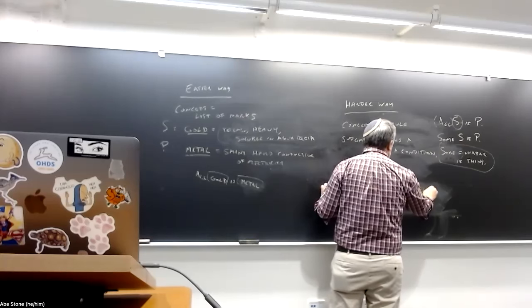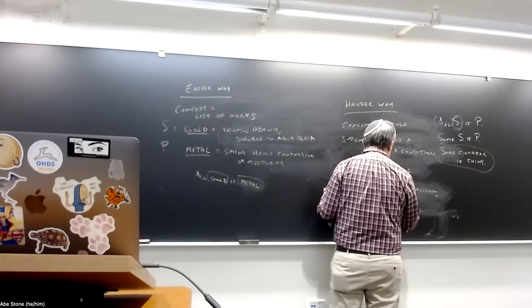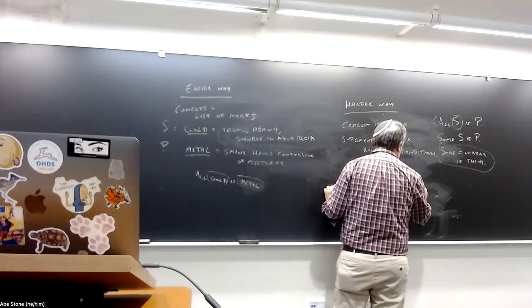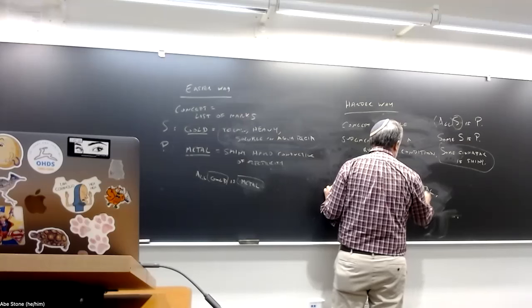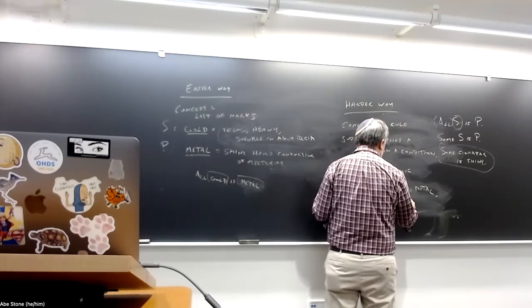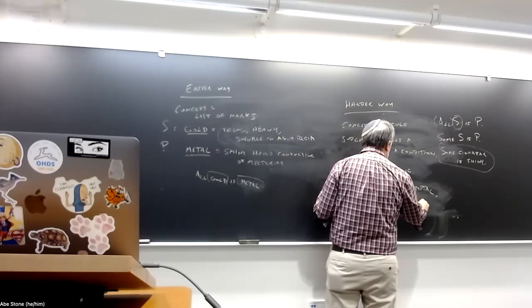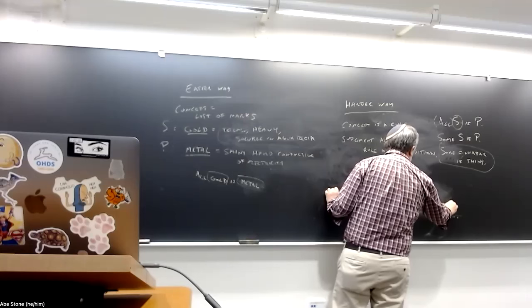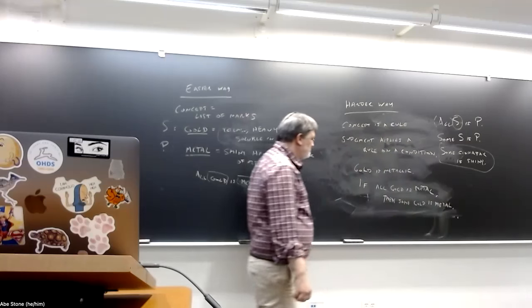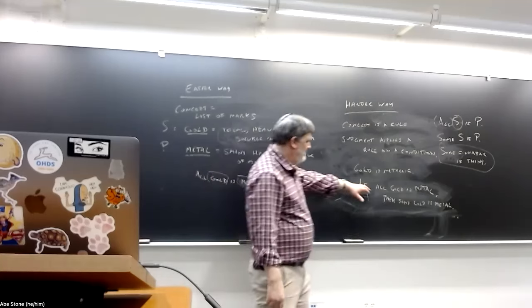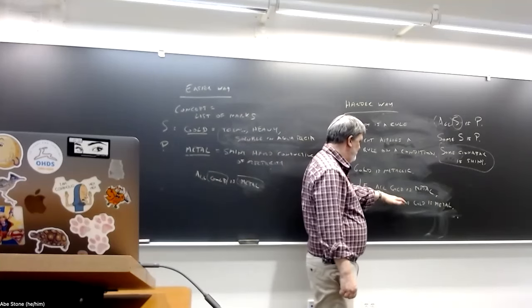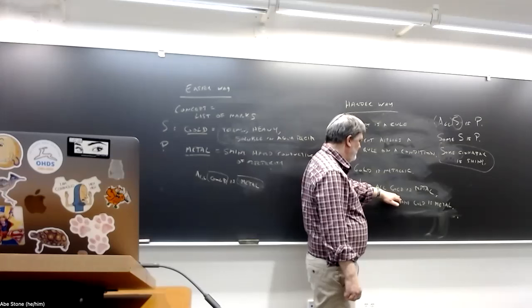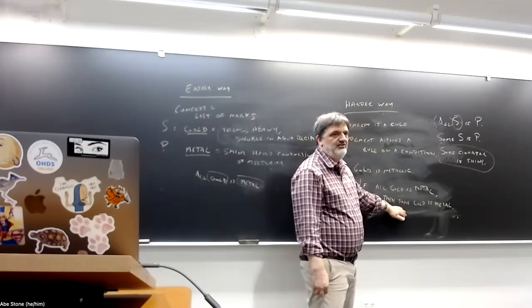All gold is yellow. Or let me not confuse it by making it one's inside. If all gold is a metal, then some gold is a metal. This is an example in Aristotelian logic of what's called an immediate conclusion or conversion, where you go from the universal judgment to the particular judgment.